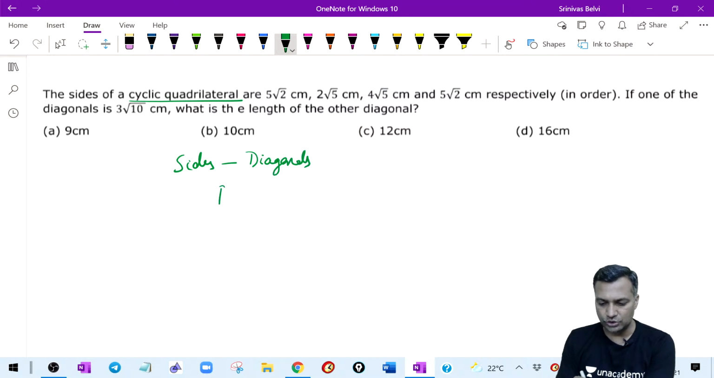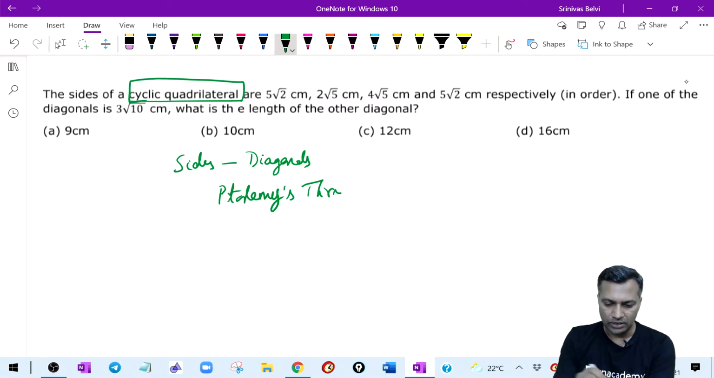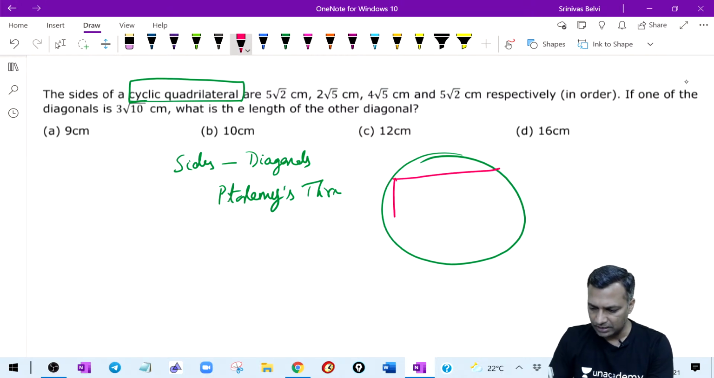We connected that by using Ptolemy's theorem, right? Ptolemy, I think this is the name of the mathematician. This is what we connected by using Ptolemy's theorem. This is true only in a cyclic quadrilateral. All right, so let's say that this is a cyclic quadrilateral, say whatever was given to us. Okay, don't go by exact sizes here. I'm just drawing a symbolic diagram. Say this is a cyclic quadrilateral ABCD.